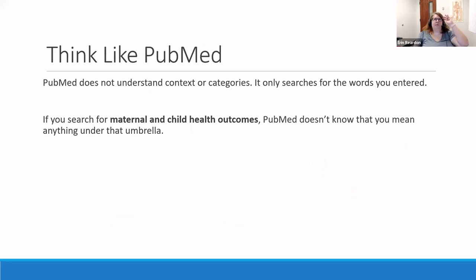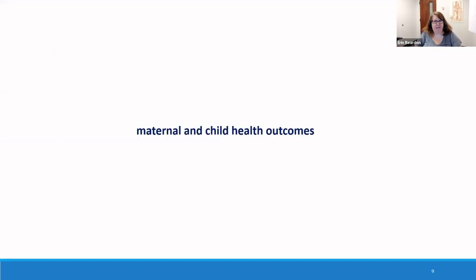So to effectively search PubMed, or really any of these academic databases, you have to think like a database. PubMed doesn't understand context very well or categories, so it'll typically only search for the words that you entered. So if you search for this phrase, maternal and child health outcomes, PubMed doesn't know that you mean anything that's under that umbrella. It's just looking for the words maternal and child health outcomes. And that can mean a lot of things. That can mean different things depending on what your area of research is.